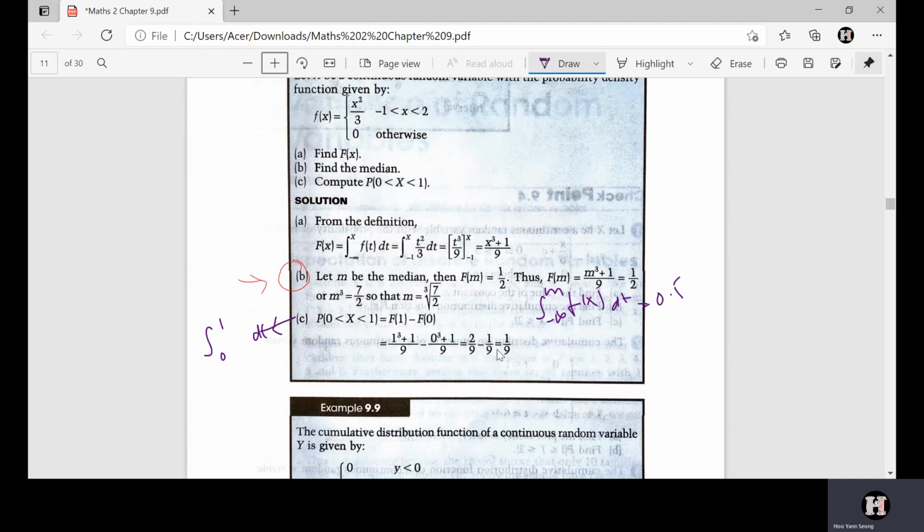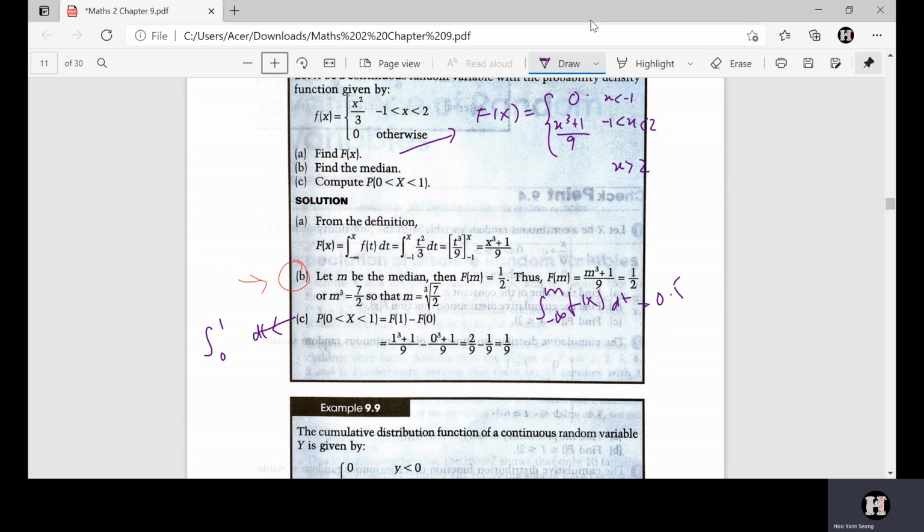So this means that for fx, your answer should be fx for x less than -1 is 0, and then in between -1 and 2 is this one, x cubed minus 1 plus 1 over 9, then x greater than 2. Sorry, yes, it's greater than 2. Okay, how do you know?